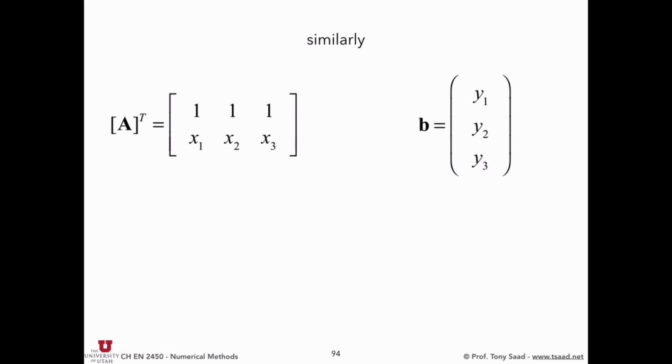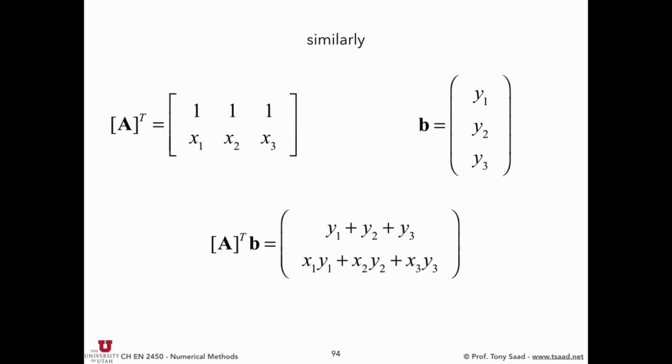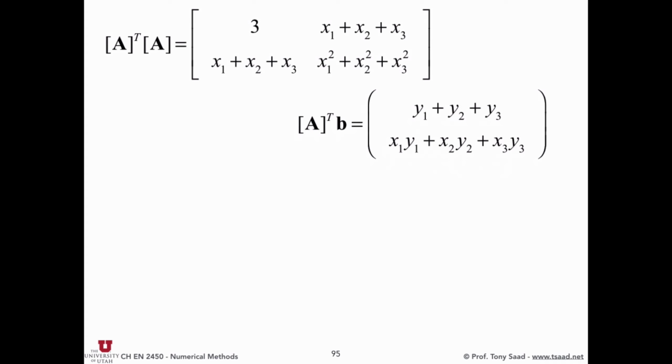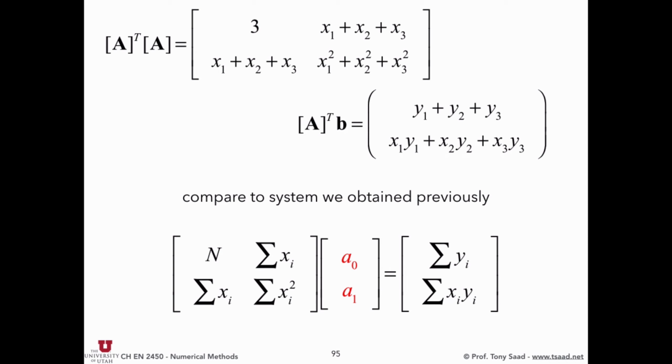Anyway, similarly, for the right-hand side, you multiply the transpose of A with B, and you get a column vector with 2 rows. Right. So now when you compare this to the system that we obtained previously, again, n was 3 in our example. This was the system we obtained when we did the straight line regression. Sum xi is x1 plus x2 plus x3, sum xi and sum xi squared, a0 and a1, and then sum yi and sum xi yi. Okay? It's a sleight of hand, just to simplify things.